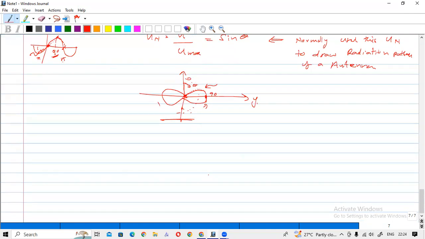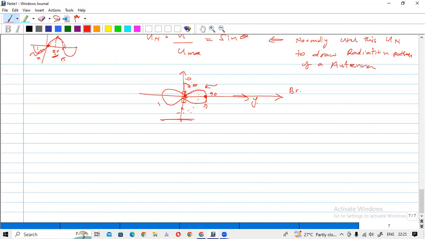And so you can see that this antenna is not radiating uniformly, it is radiating non-uniformly. And on this side you will get the maximum intensity. This side you will get the maximum intensity. So antenna is placed like this, and this is the direction perpendicular to the antenna.